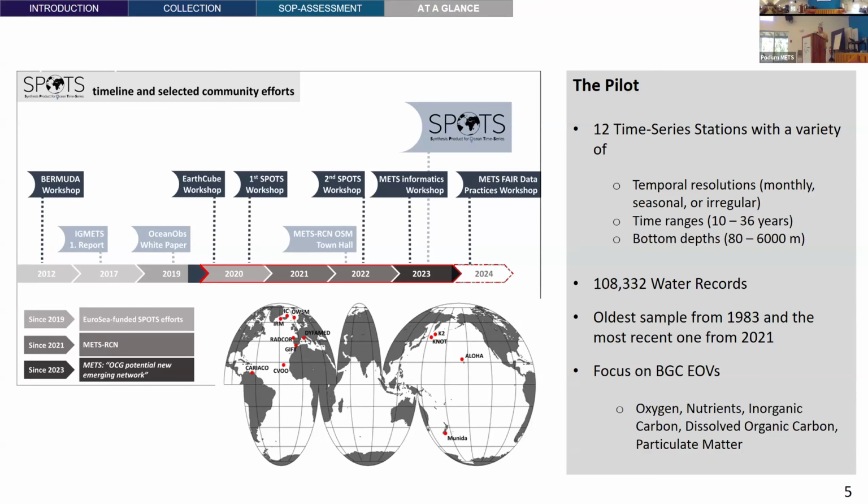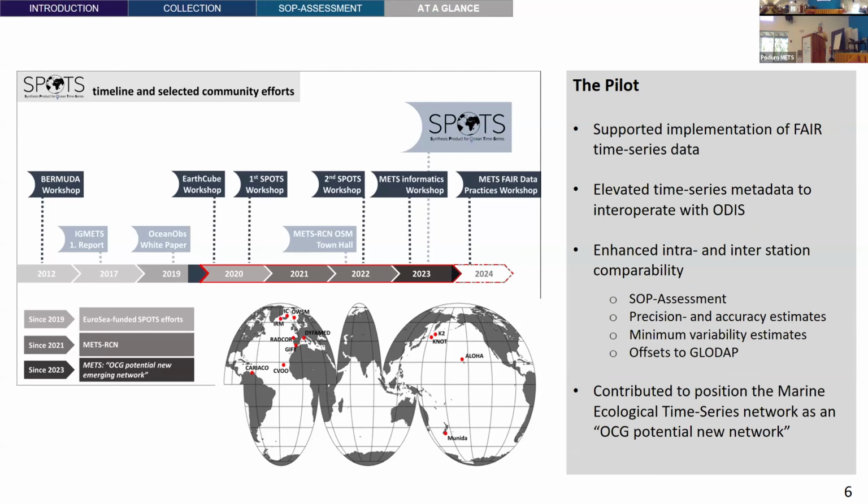And as I said, we have a focus on ship-based time series and biogeochemical essential ocean variables, which are listed here at the bottom. With the pilot, we have already proven that we can help to support the individual sites to become more FAIR. We have SPOTS now as a node of ORDERS. And through the combination of multiple assessments, we have increased the intra- and inter-station comparability. Again, the main one that we relied upon was that SOP assessment, but it was accompanied by more statistical approaches as well.